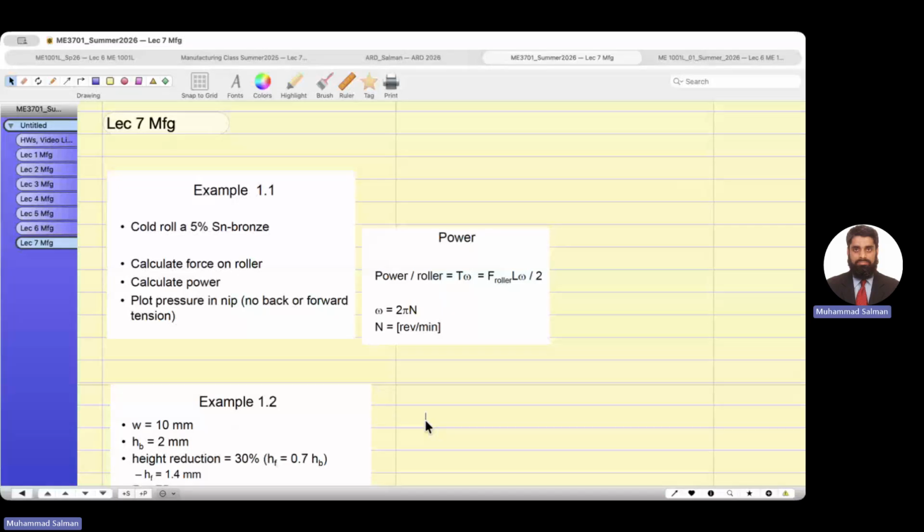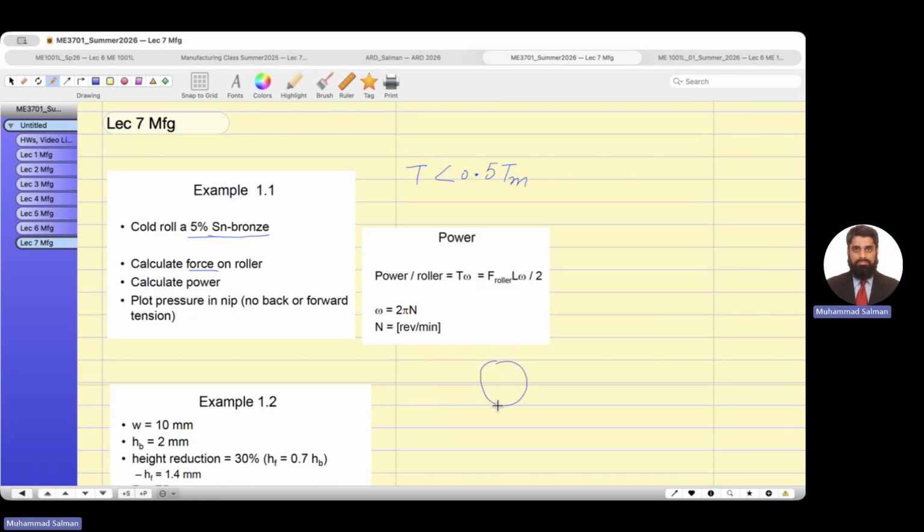Let me tell you, there is a difference. The temperature of the cold roller is less than half of the melting point of the metal being rolled. Right now, it's an alloy of tin and bronze, 5% tin. And now calculate the force on the roller. So you have to calculate the force on the roller in order to find out.